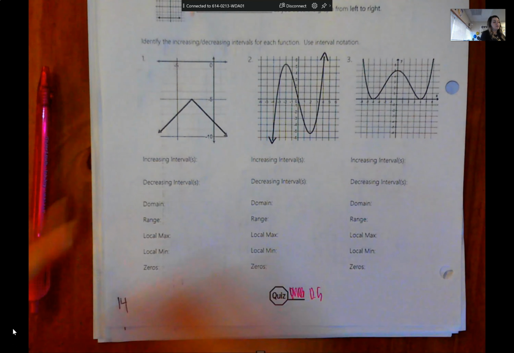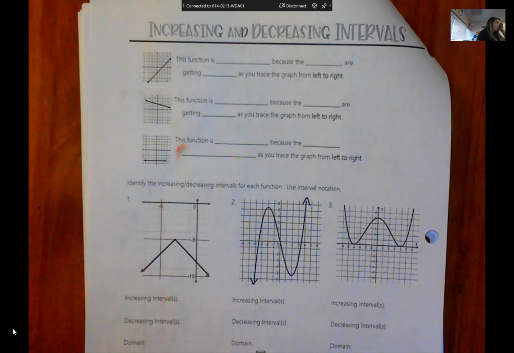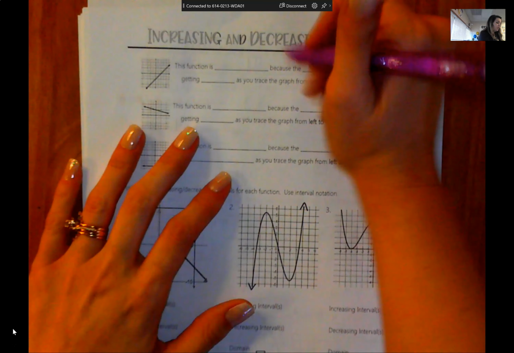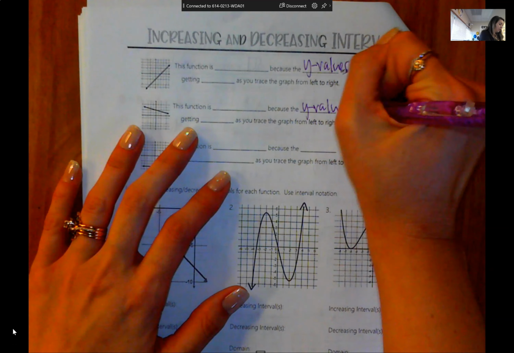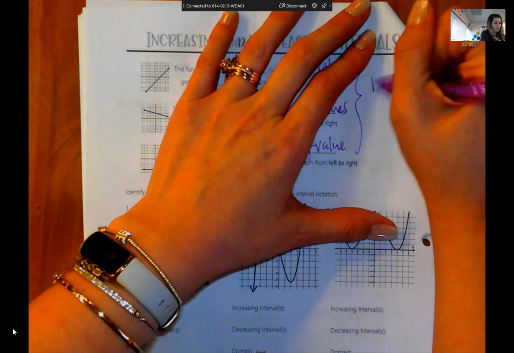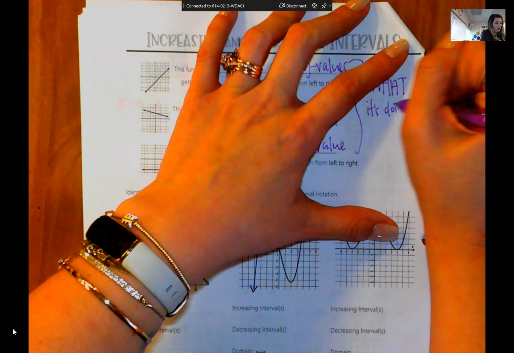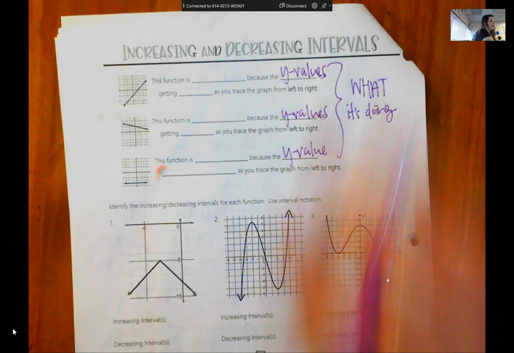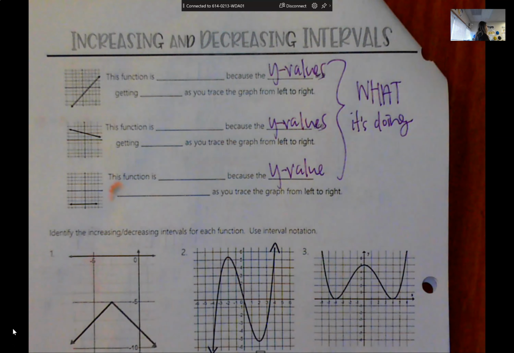function increases and decreases. So on the top part where it explains what is what, the first thing that I want to note is that you need to look at the y values to determine what the function is doing. So in all of those blanks to the right-hand side, it's going to tell you to look at what the y values are doing. That's what tells you if it's increasing, decreasing, or staying constant.